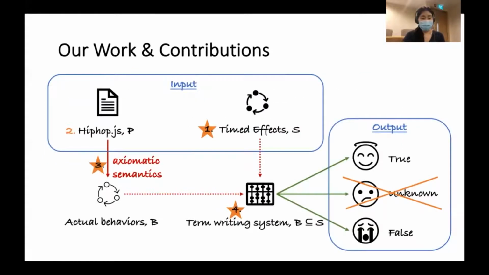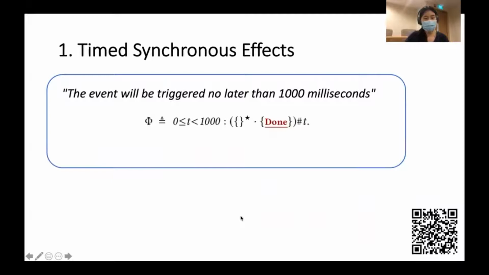So in the rest of the talk, I will be talking about the details following the indexes shown here. The first is, let's look at the example of the logic first. One typical safety property can be specified as that certain events will be triggered no later than a certain amount of time. In our representation, we use curly braces to represent a time instant. Then every event within the same time instant will be regarded as happening at the same time. This is the concept from the synchronous programming style.